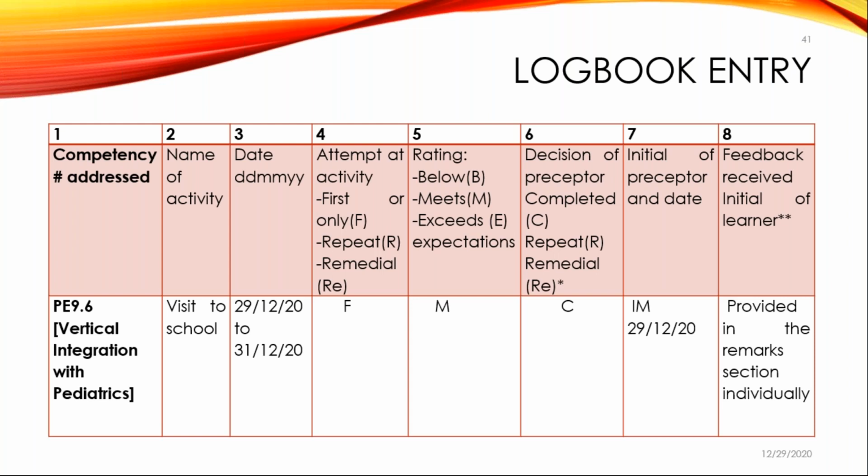The activity is visit to school. It will be done on the mentioned dates, and as it will be a first attempt for the child, we'll be rating the students whether they meet our expectation, whether it will be below expectation or exceeding our expectations. Then remedial measures will be taken if a repeat is needed. Then we have the initials of the preceptor who will be accompanying them, and every student will be given a feedback. Ma'am, next slide, please.